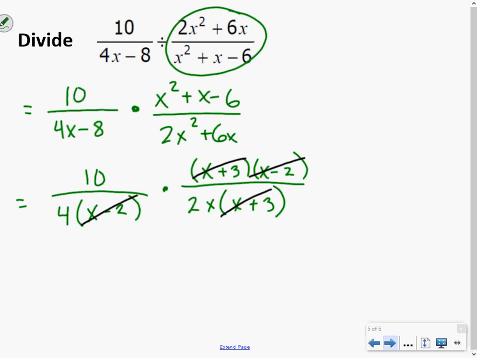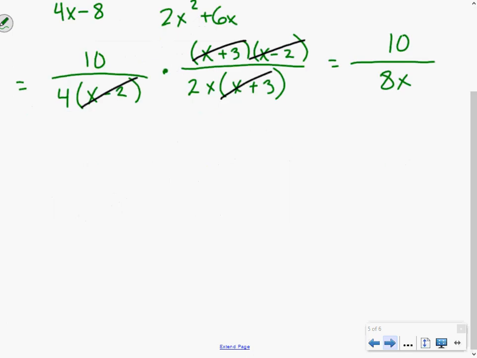In our numerator, we've got 10. In our denominator, we have an 8x. So if we reduce 10 over 8, we can get 5/4. So we really have 5 over 4x.